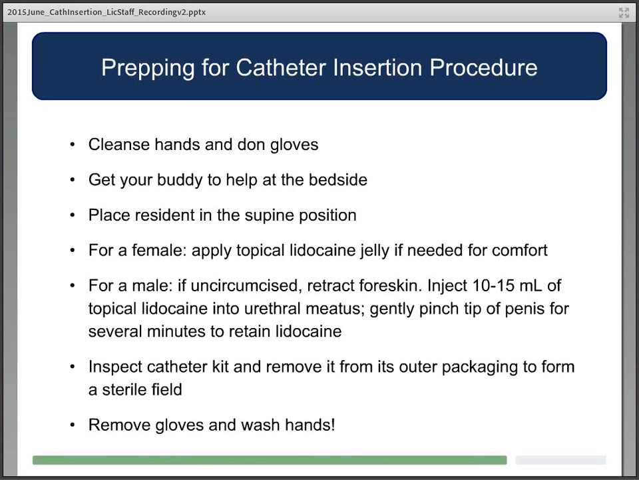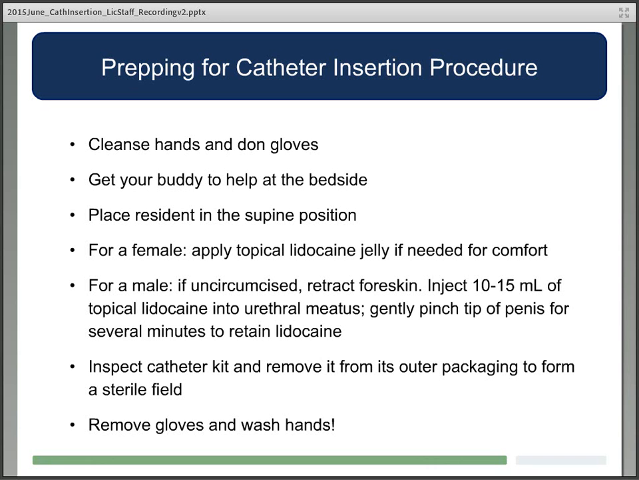For female residents, apply topical lidocaine for comfort. For a male resident who is uncircumcised, retract the foreskin. Inject 10 to 15 milliliters of topical lidocaine into the urethral meatus and gently pinch the tip of the penis for several minutes to retain the lidocaine.